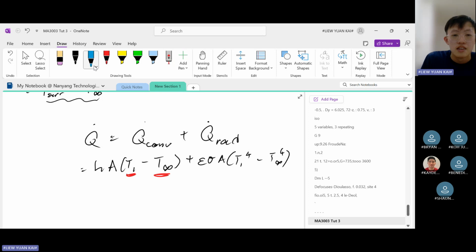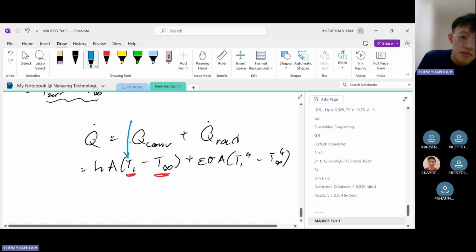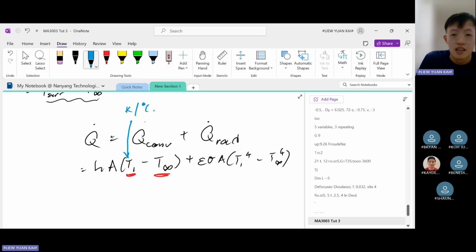Now, bear in mind, in convection you can keep temperature as kelvins or degrees Celsius. But in the radiation, it must be kelvins. This is something to keep in mind. In the convection, you can keep it as Kelvin or degrees Celsius, but in the radiation, it must be kelvins only.